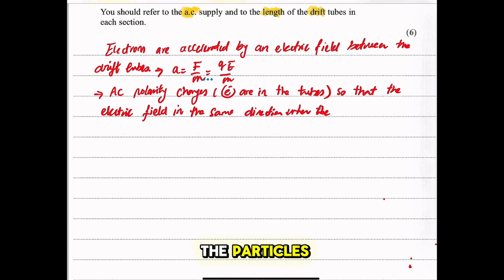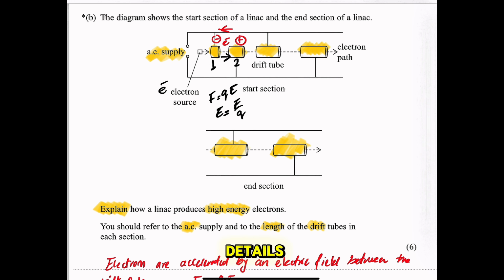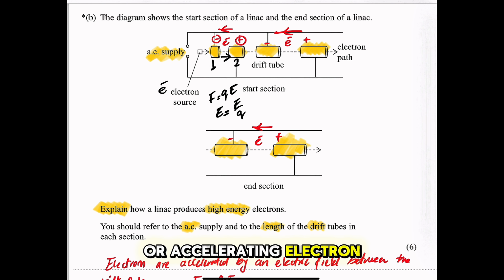I'm going to go back to the diagram just to explain this concept in detail. Let me say the electron is here, and the electron might be here as well. The direction of the electric field is labeled by the red. This is positive, this is negative, this is positive and negative. The direction of the electric field is from positive to negative. It means across the whole journey of the accelerating electron, once the electron is in the gap, the electric field is always in the same direction, from positive to negative.